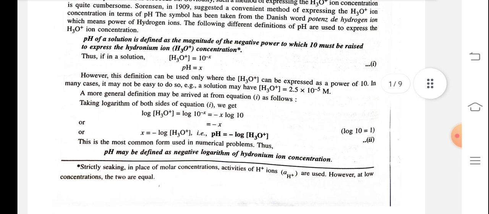Taking logarithm of both sides of equation 1, we get log of the concentration of H3O+ ion is equal to log 10^-x, which is equal to -x log 10, which is equal to -x, or x is equal to minus log of the concentration of H3O+ ion. That is, pH is equal to minus log of the concentration of H3O+ ion. This is the most common form used in numerical problems. Thus, pH may be defined as the negative logarithm of hydronium ion concentration.